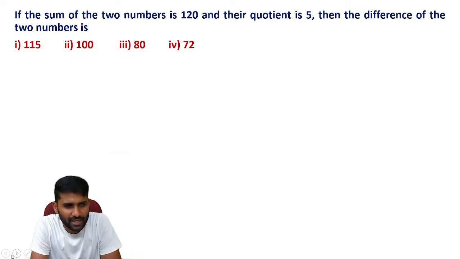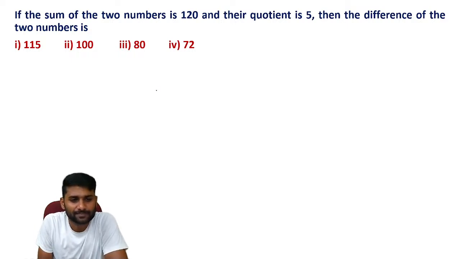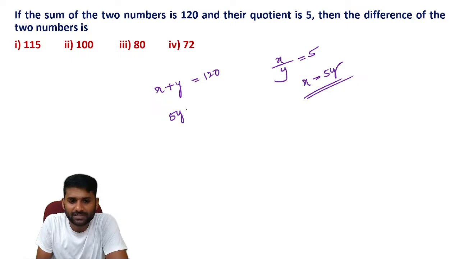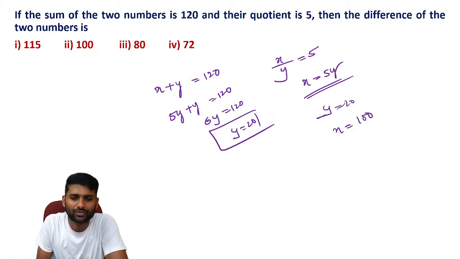See the question. If the sum of two numbers is 120 and their quotient is 5, then find the difference of the two numbers. Sum of two numbers x plus y is equal to 120. X divided by y, they're talking about the quotient is 5. So you should understand that the x value is exactly equal to 5 times y. If you replace here, 5y plus y is equal to 120, so you will get y equal to 20 units. If y is equal to 20, the x value is equal to 100, guys. So 5 into 20 is 100.